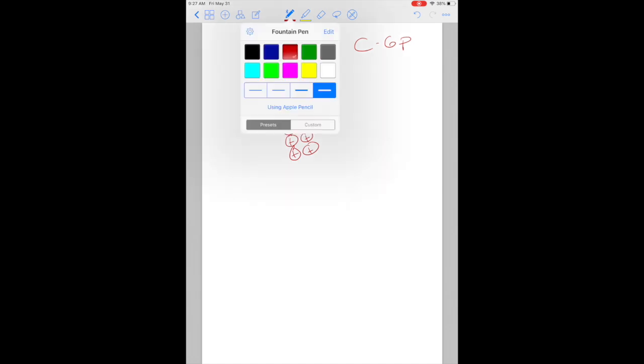So we're going to look at the element carbon. Carbon has 6 protons, and every single carbon atom will have 6 protons. If you change the number of protons that you have, you will change the element that you're working with, okay? And carbon in its most abundant form normally has 6 neutrons as well.